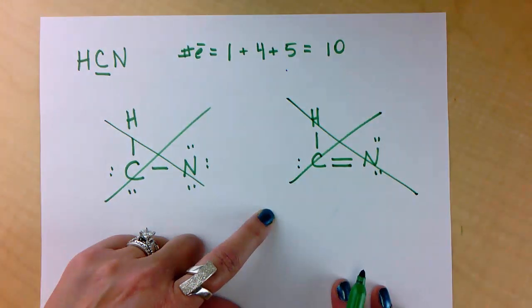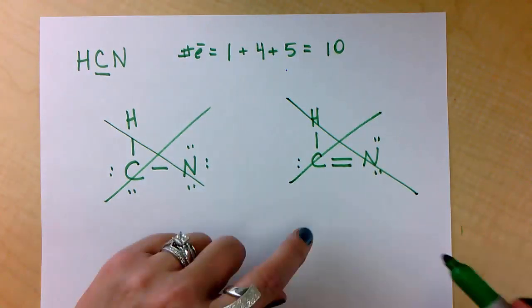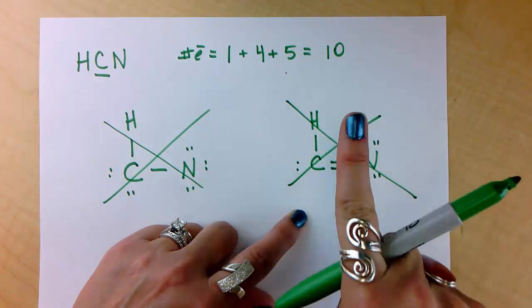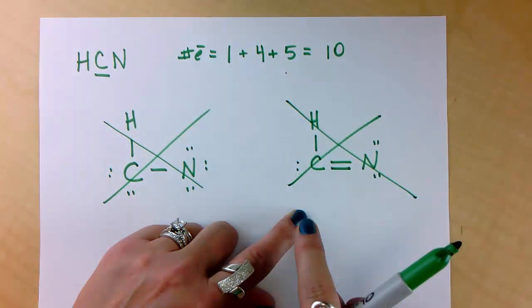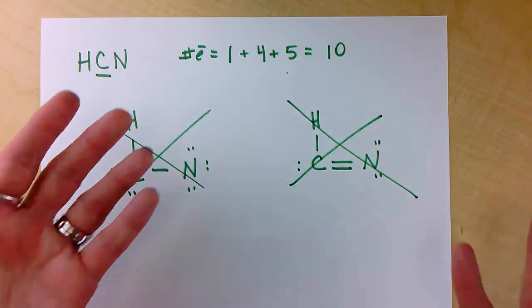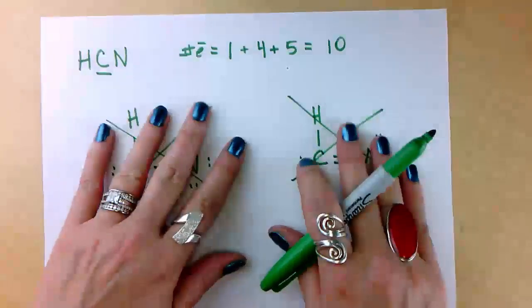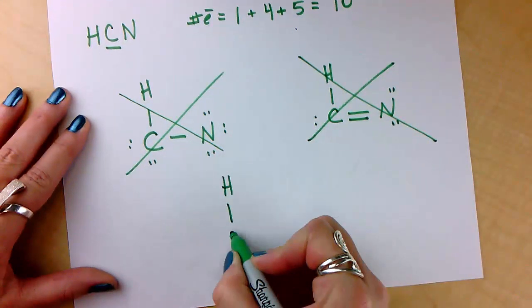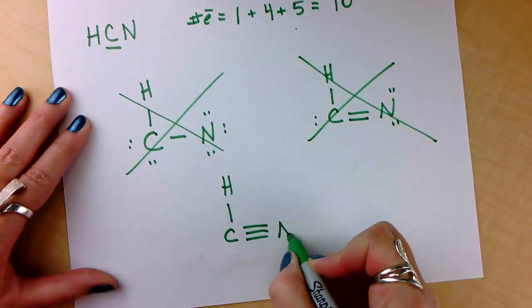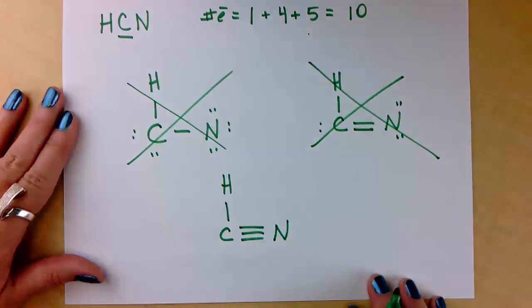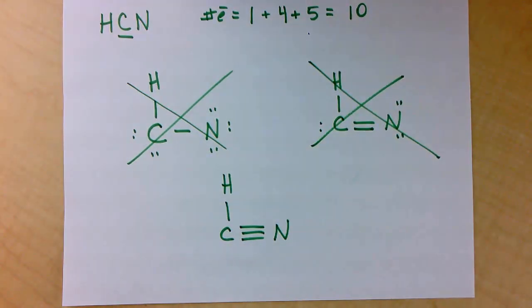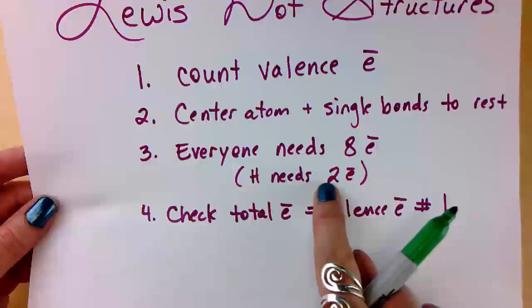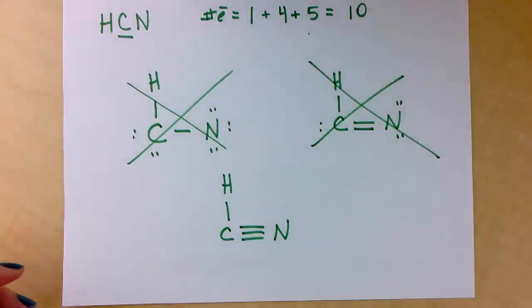That did not work. Now, normally we would double the other bond, but we've already said we can't double a bond to a hydrogen. So what can we do now? Well, we can try a triple bond to our nitrogen. So let's draw this one more time, trying a triple bond to the nitrogen. Again, we're going to play the game where everybody needs 8, but hydrogen needs 2, and then check.